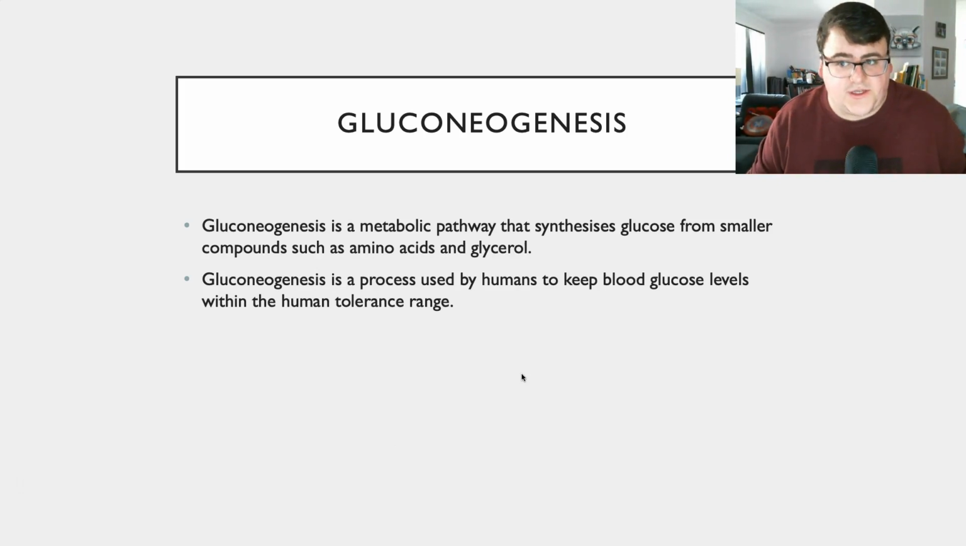Gluconeogenesis is another different term we're looking at here. Gluconeogenesis is a metabolic pathway in our bodies that actually creates glucose from smaller compounds like amino acids and glycerol. Gluconeogenesis is a process that we use as humans to keep our blood glucose levels within that tolerance range. So if we haven't eaten much glucose for a while, we could create some through gluconeogenesis.